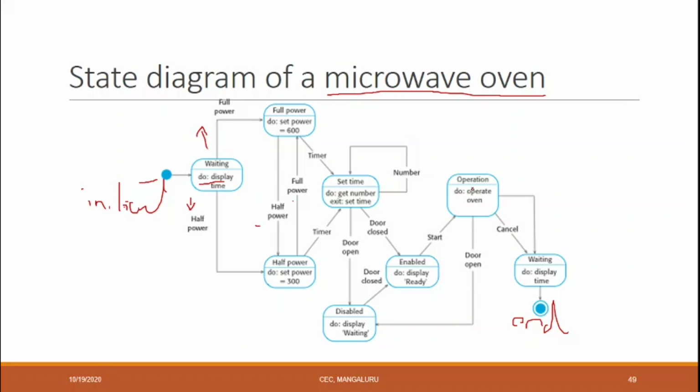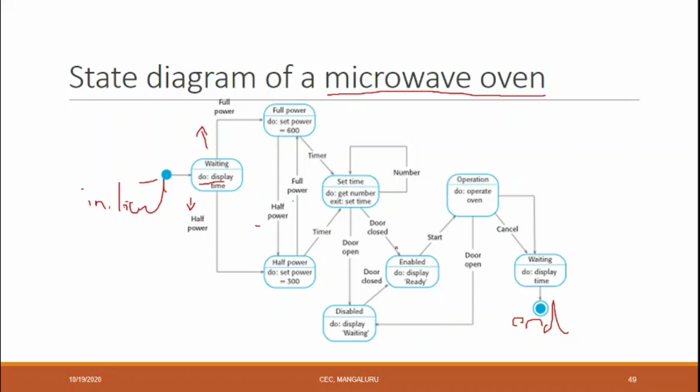Once the operation is over, it goes to the display time. If the door is opened during the operation, we move to the display that is the disabled operation, that is, the door is not closed. So it's a very easy diagram. Just here one is waiting, that is set the display time. Full power and off power move in the opposite direction. Then set a time.